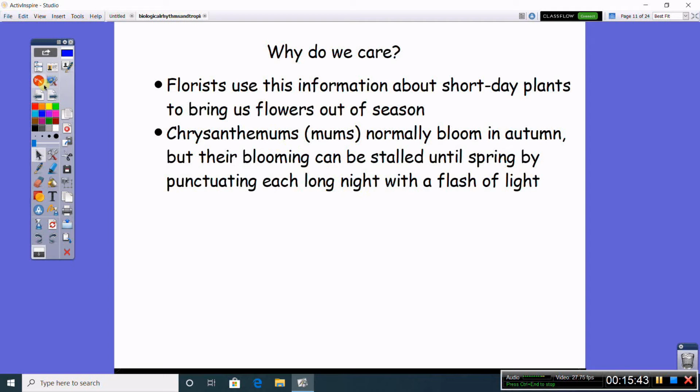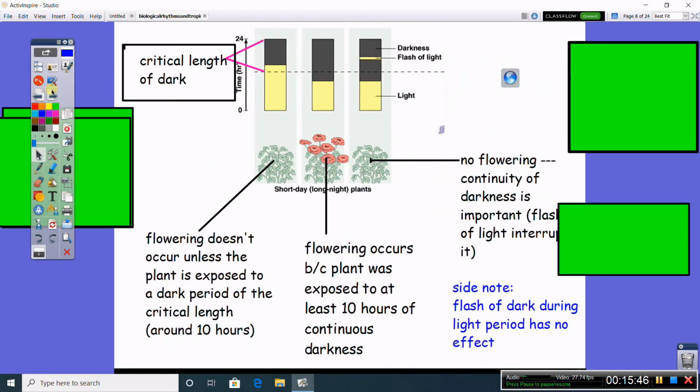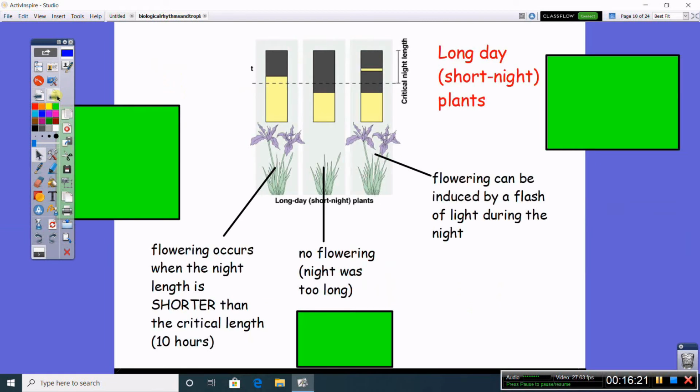Now, if that doesn't make sense to you, let's go back a few slides. Okay, chrysanthemums are long night plants, which means they've got to have at least that amount of darkness in order to flower. What if you didn't want them to flower in October or November? What if you wanted to postpone that blooming until maybe the following June? Well, then all you'd have to do is punctuate each night with a flash of light that breaks up that period of darkness, and now they will not flower. And so when you do want them to flower, just let it go past that critical length of dark.